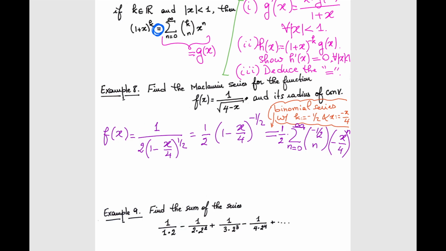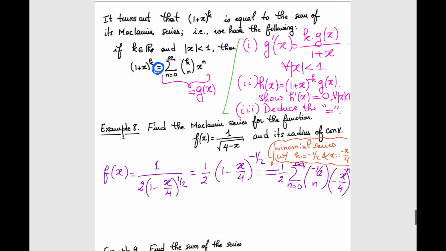Since g of x, the Maclaurin series for 1 plus x to power k, which is the binomial series, converges for all x in absolute value less than 1, we're going to infer that this series here is going to converge for all x so that the absolute value of negative x over 4 is less than 1. So the x in the binomial series is our negative x over 4.